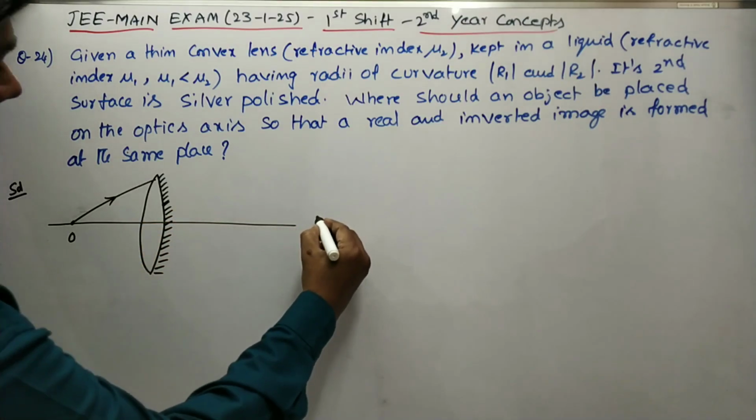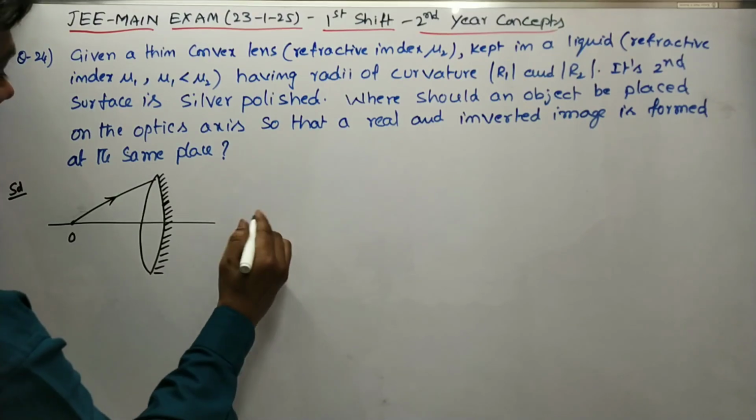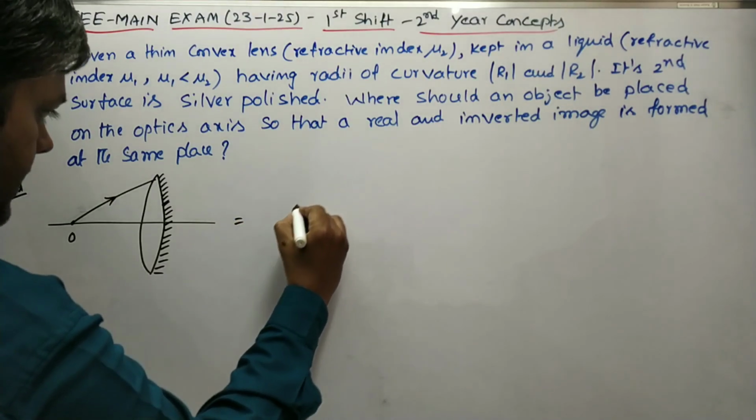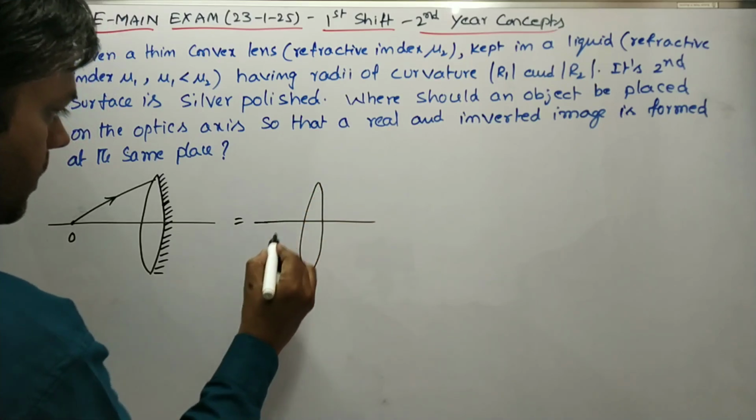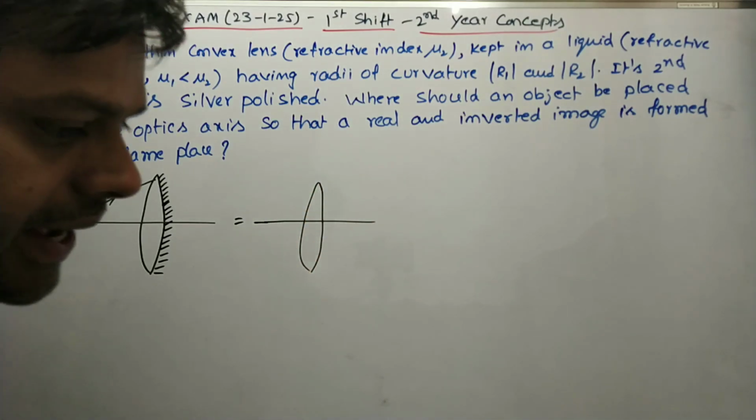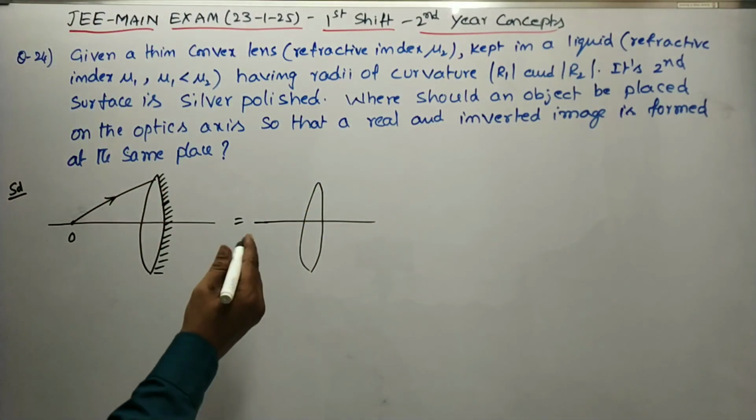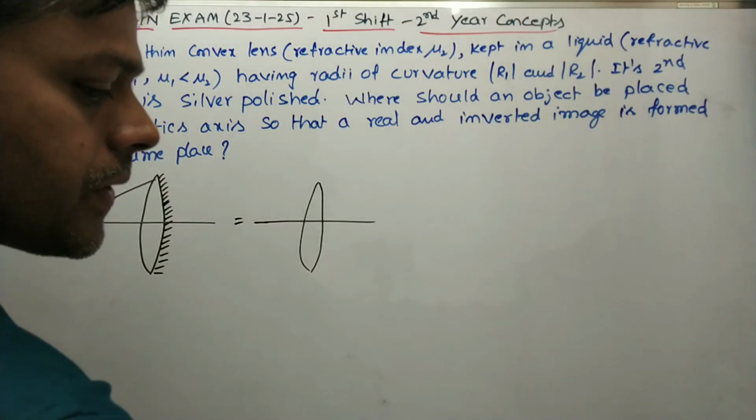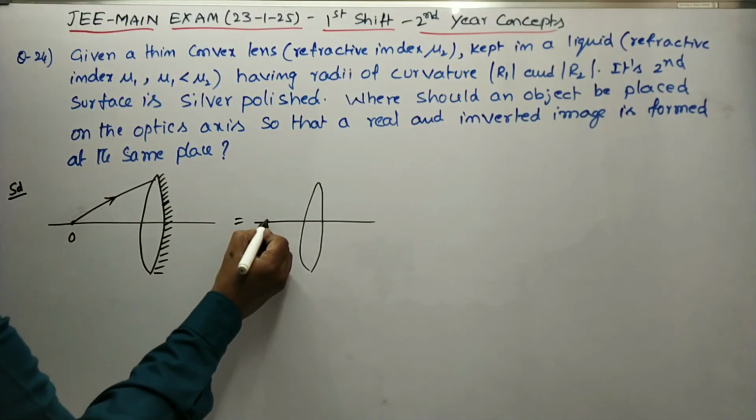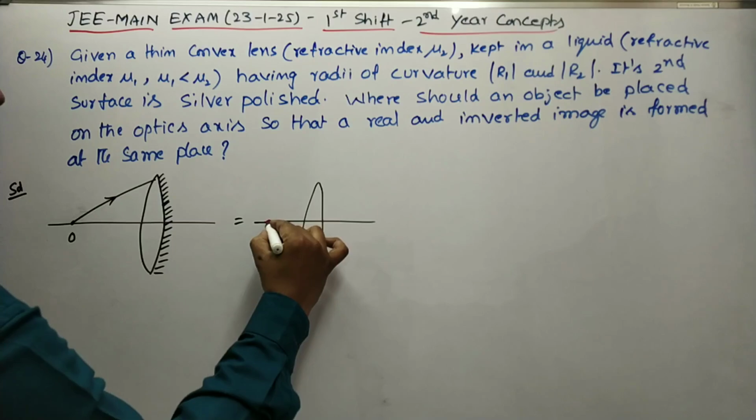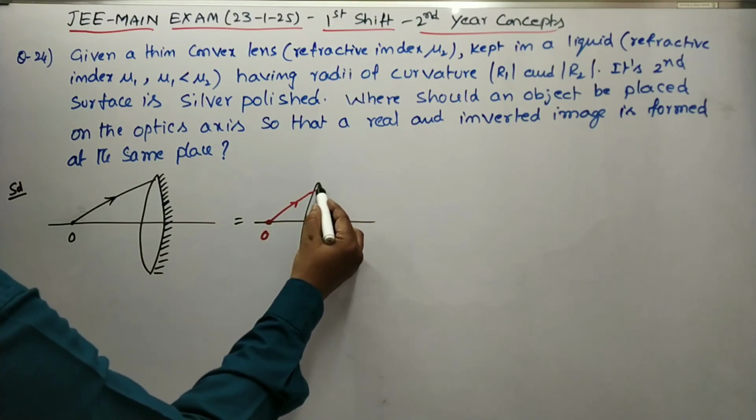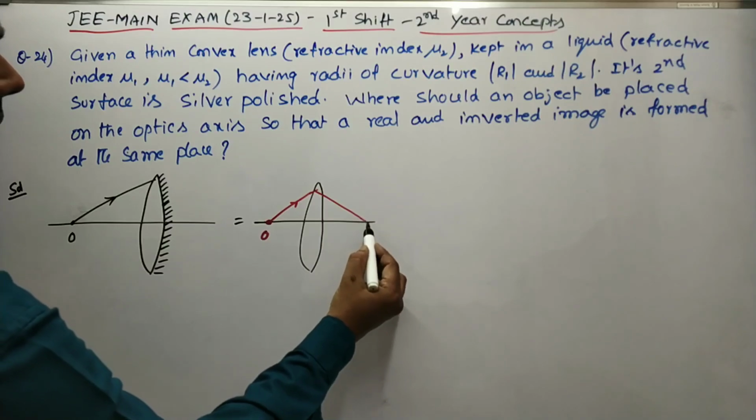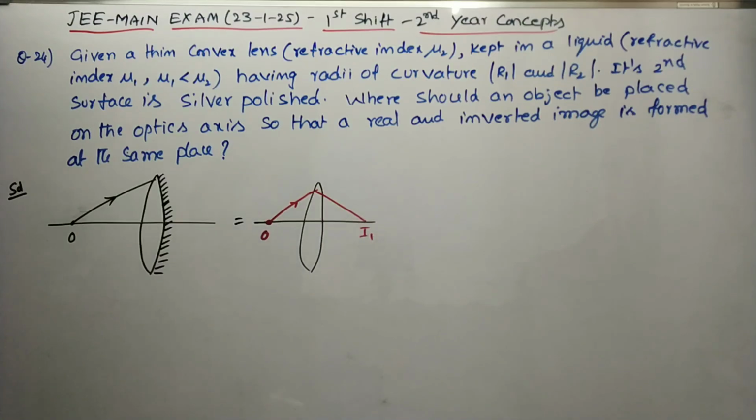First of all, this is a lens, and this is the principal axis. This is a thin convex lens. On its principal axis, an object is kept here. The incident light ray falls on this refracting surface and forms an image at I1.